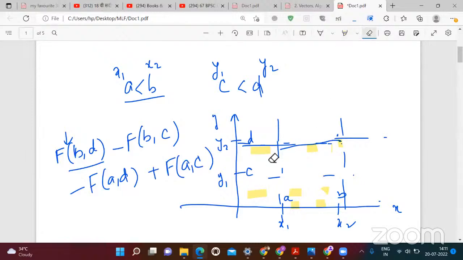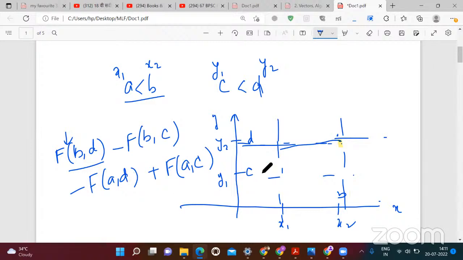If you'll just try to see this, which area will this represent? The total, F(b, d), is the area till here. And then F(b, c) is what? Okay, so we need to reduce this, so we are left with this area.